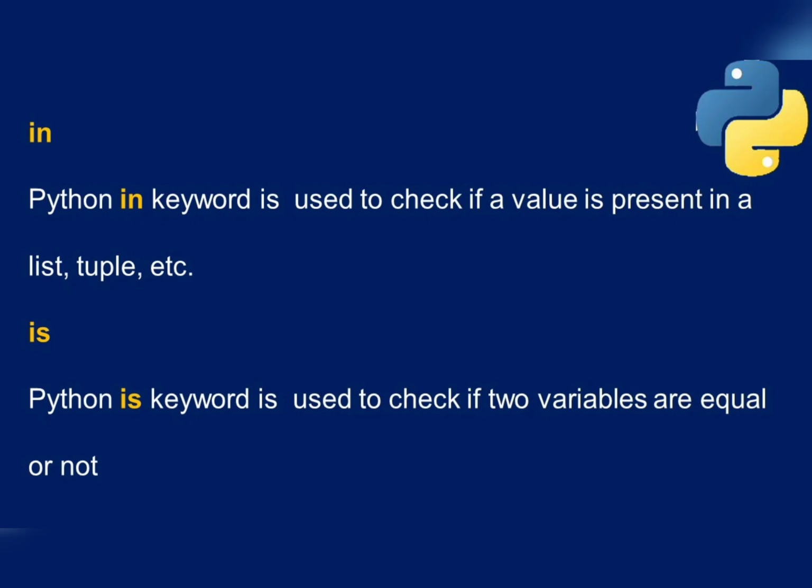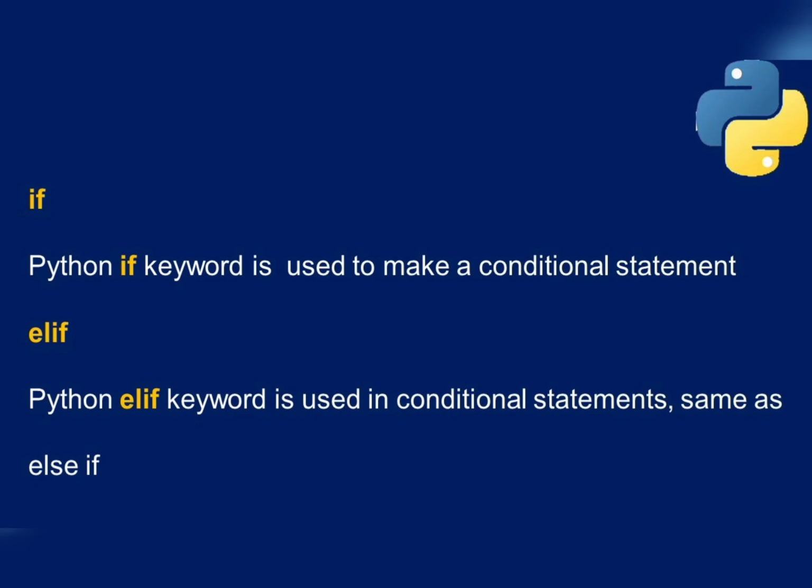In: the Python in keyword is used to check if a value is present in a list, tuple, etc. Is: the Python is keyword is used to check if two variables are equal or not. If: the Python if keyword is used to make a conditional statement. Elif: the Python elif keyword is used in conditional statements same as else if. I'll discuss all the keywords one by one with examples in later videos while doing programming.